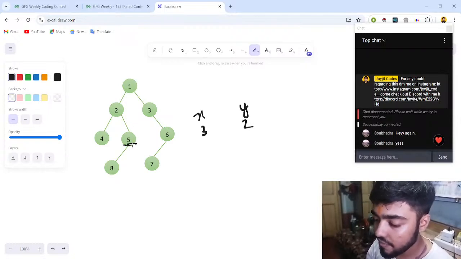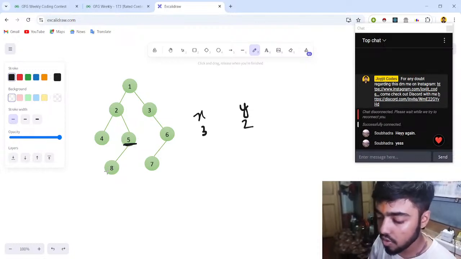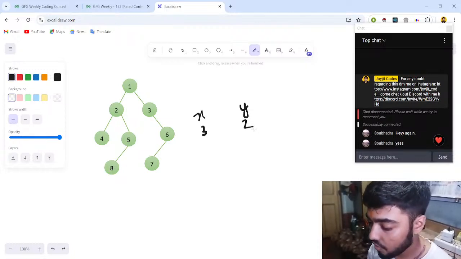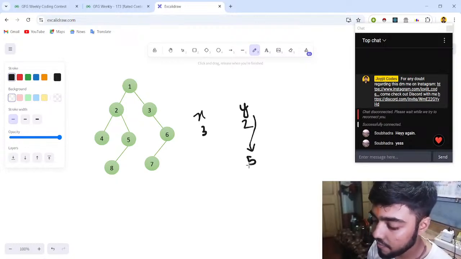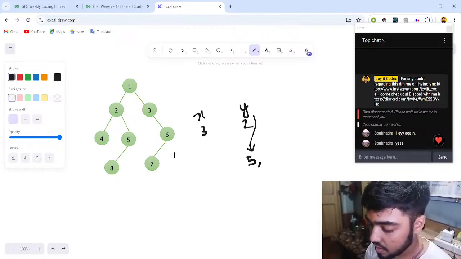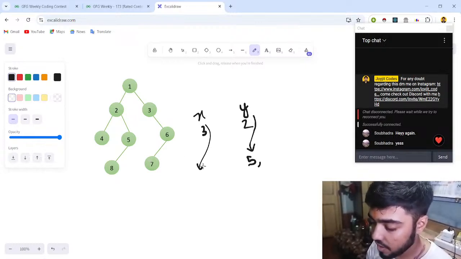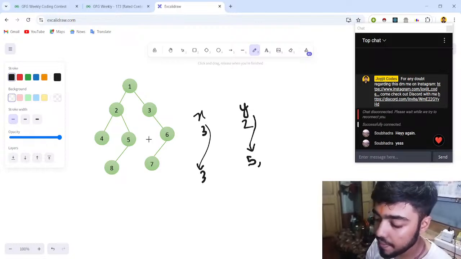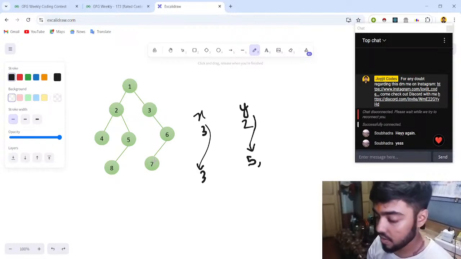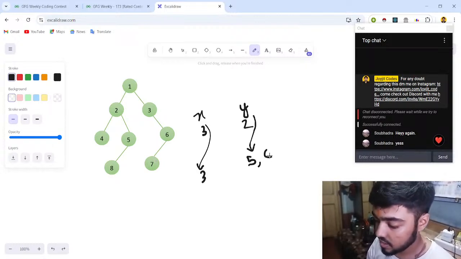If we consider 5, so 5 and 8, that is 2. So in this category, we have an element 5. Now if I go for 3, so 3, 6 and 7, that is 3, right? So basically for this, we are having 3. Now if we consider 6, that is also 2, so you can also have 6.